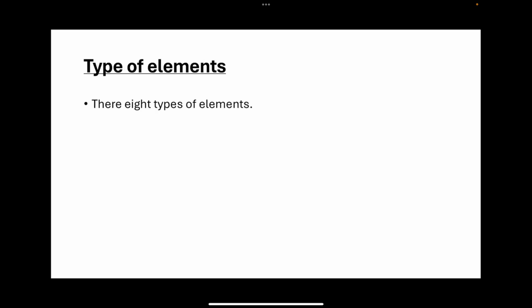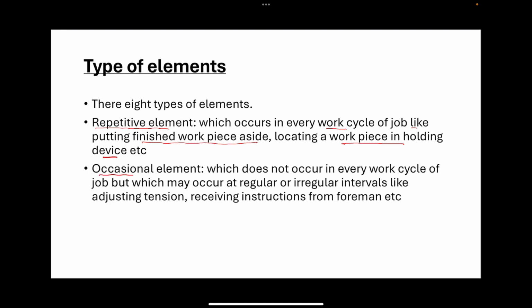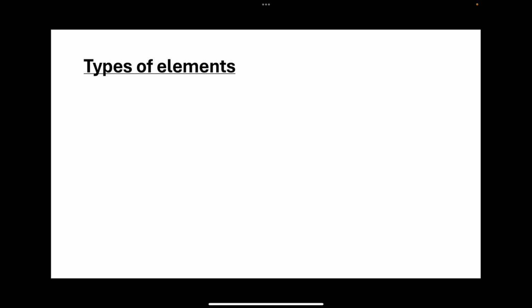So what are the different types of element? The first one is the repetitive element, which occurs in every work cycle of a job, like putting a finished work piece aside, locating a work piece in a holding device, etc. That is an element which is frequently repeated. Then you have the occasional element, which does not occur in every work cycle, which may occur at regular or irregular intervals, like adjusting tension, receiving instructions from the foreman, etc. So these are occasional elements. These are not repeated frequently.